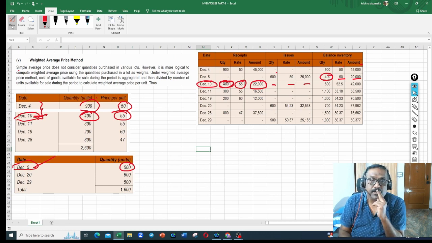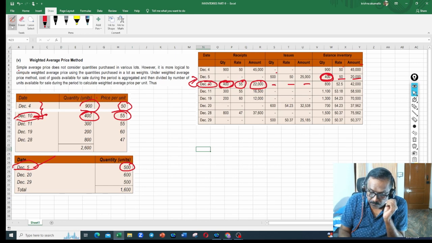Guys, be very, very careful here. What was the previous day? Previous day is December 5th. On December 5th, what was the closing inventory? 400. And how much quantity did we additionally purchase on December 10th? 400. So what is your inventory here? 800. How did you get 800? The previous 400 and current 400 put together, 800 is the quantity.